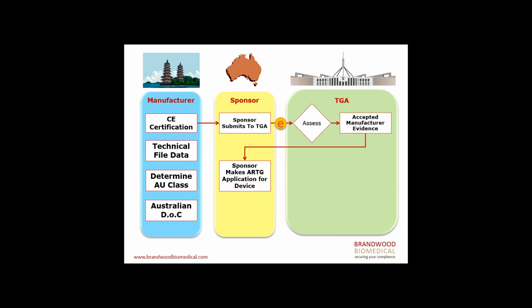Once the manufacturer evidence is accepted, the sponsor can then go and make the ARTG application for the device. And again, this is also an online application that's done through the Business Services portal.